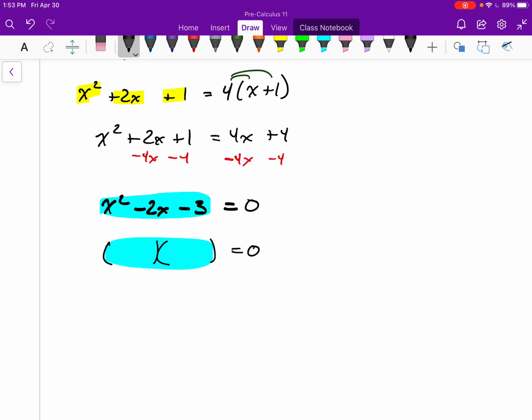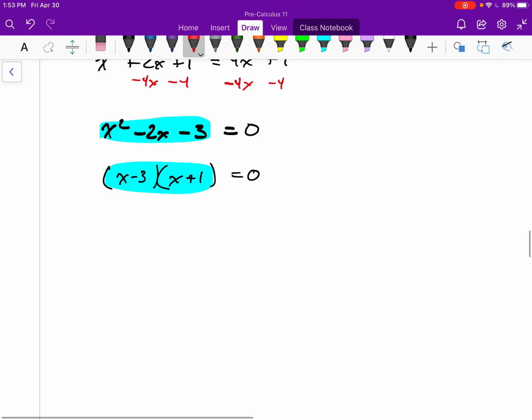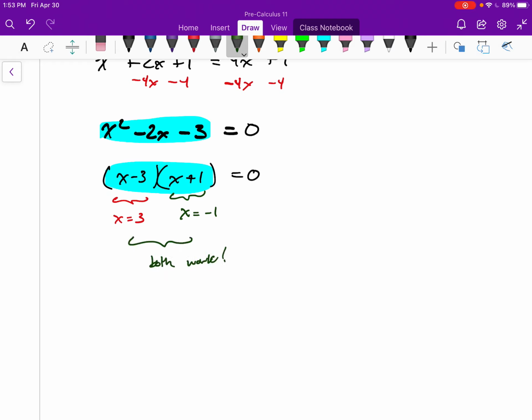That's it. I factor x squared minus 2x minus 3, and that factors into x minus 3 and x plus 1. Inspect my factors. One of my solutions seems to be x equals 3. One of my solutions seems to be x equals negative 1. I say seems because I have to check, but when you check, both work, which means I have 2 solutions. x equals 3 and negative 1.